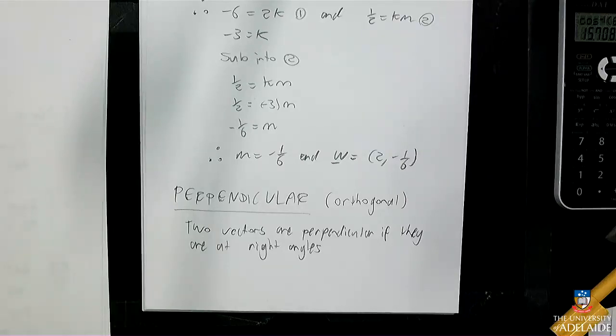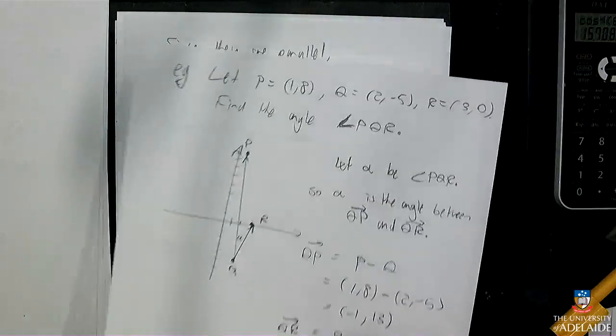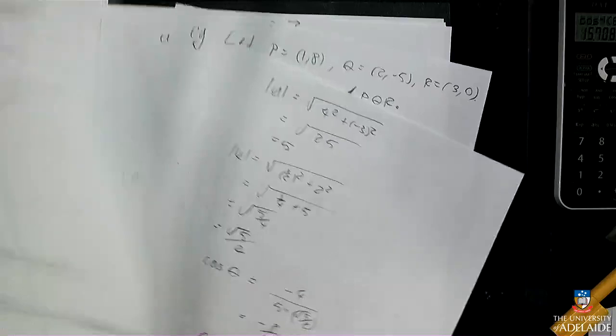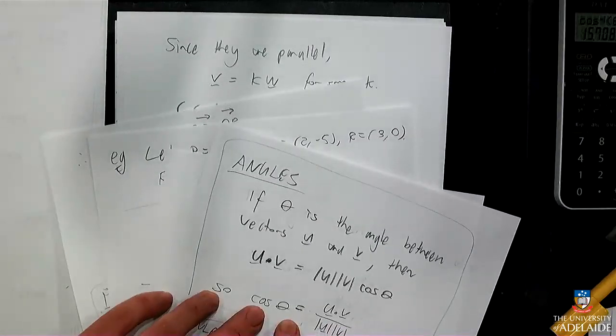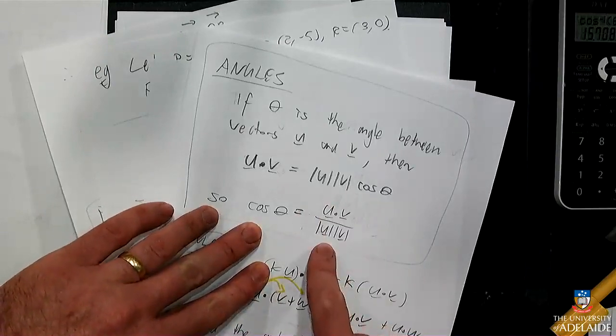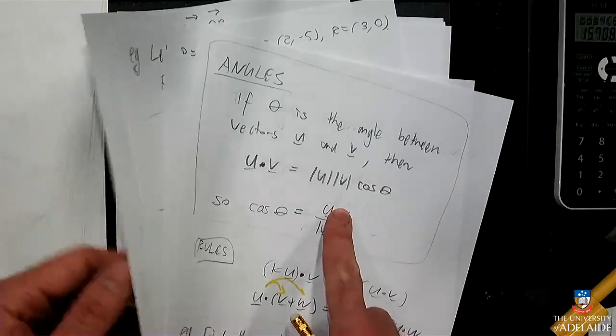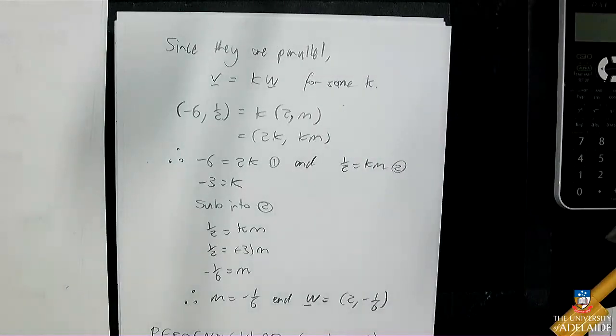Okay, and you can tell if they're perpendicular directly from the dot product. So if you want your angle in this formula to come out to 90 degrees, cos of 90 degrees is 0. So you're going to need this to be 0. And the only way this is going to be 0 is if the dot product is 0. So if the dot product is 0, they're going to be perpendicular.